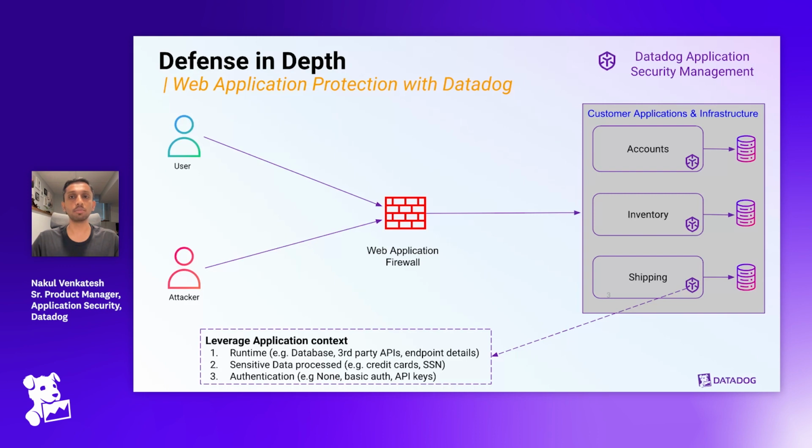This is where Datadog Application Security Management, or ASM, comes in. While WAFs operate primarily on known patterns, ASM leverages Datadog's observability data to detect application-level anomalies and identify suspicious activities. ASM can block vulnerability exploits even when no specific signature is available. Let's dive into the details.